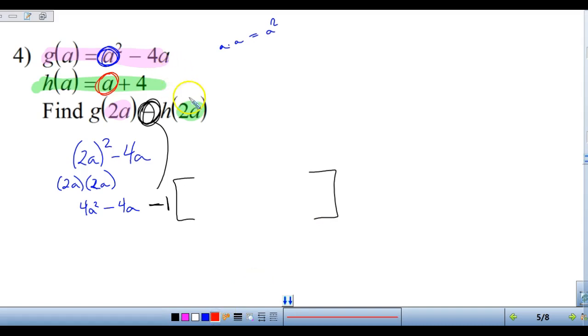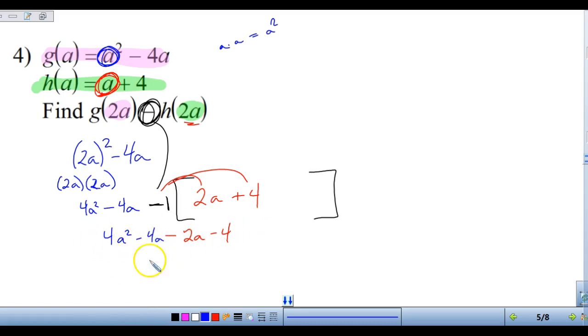Then for the other function, we're plugging 2a in here. So that will be 2a plus 4. And then this negative has to get distributed, so it's really -2a and -4. So we bring down this stuff, 4a squared minus 4a.